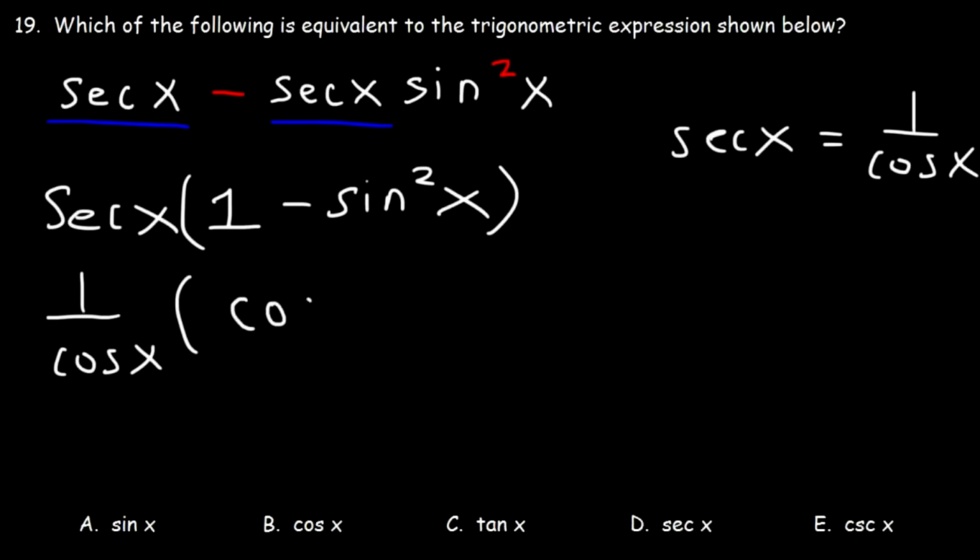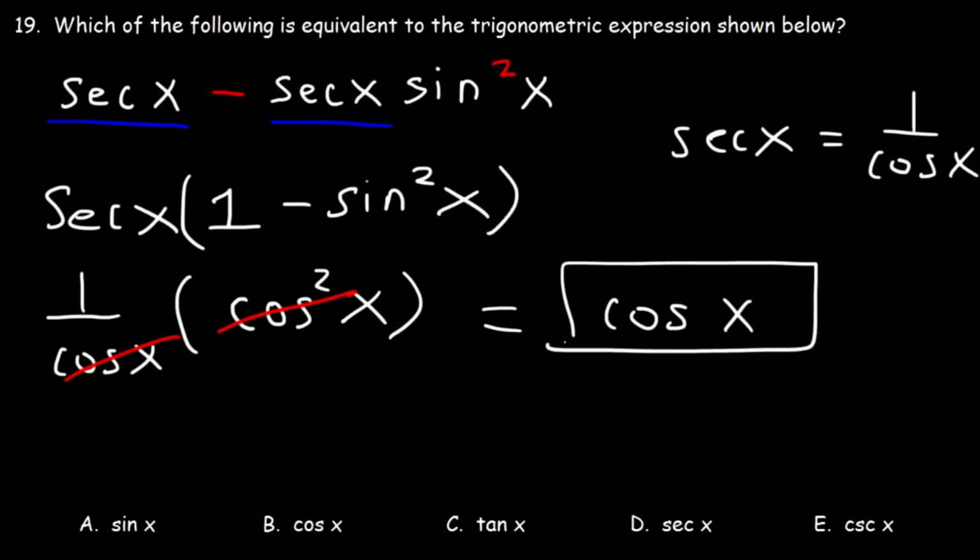So this is cosine squared. And now we can cancel cosine. So this is going to leave behind cosine. Cosine squared divided by cosine is cosine. And so that's going to be the answer. Answer choice B is the right answer. 2 minus 1 is equal to 1. Whenever you divide, you need to subtract the exponents. So that's it for number 19.